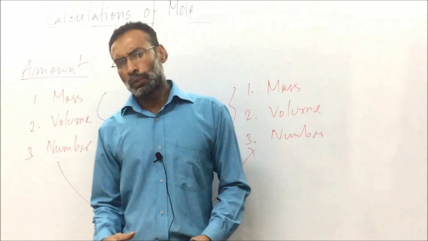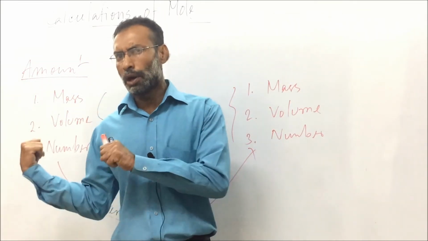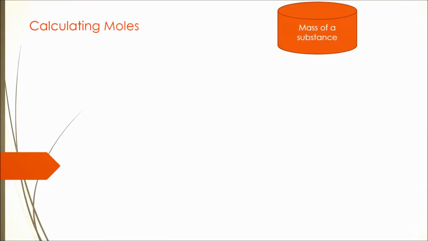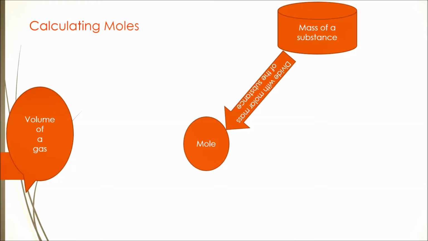Our class today is with the help of PowerPoint animation. So let's start watching PowerPoint animation with my personal voice. Let's start with mass of a substance that we want to convert into respective mole. What do we do? We just divide this mass with molar mass of the substance and we get mole. Similarly, when you have volume of a gas and still want to convert this into mole, we divide this with molar volume of the gas, we get mole.